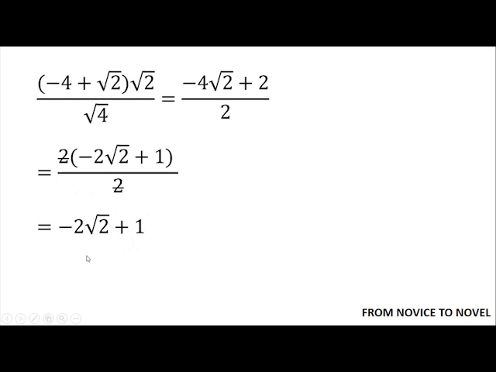So we can still rearrange this so that we have 1 minus 2 root 2, which gives us the final answer, because we can't simplify this any further. So this is the final answer. Now the next question.